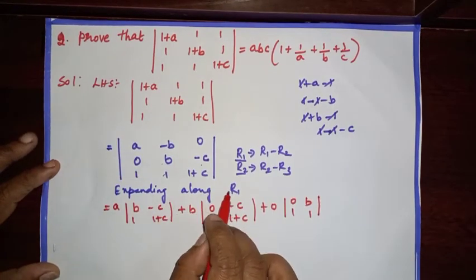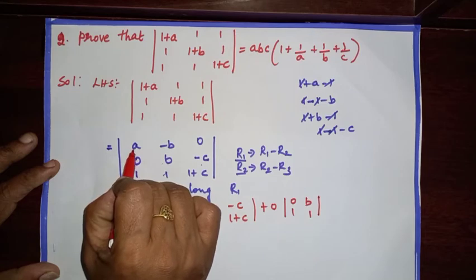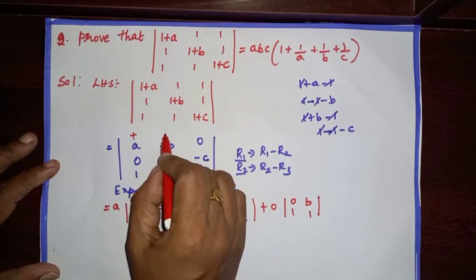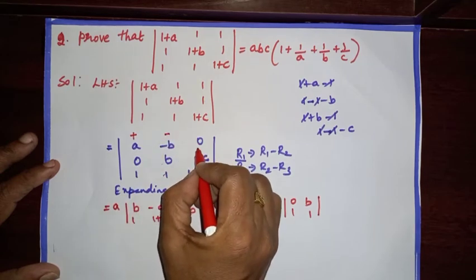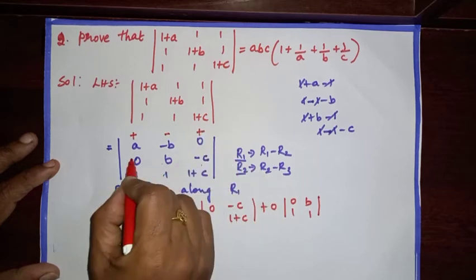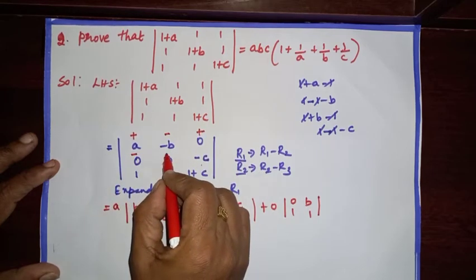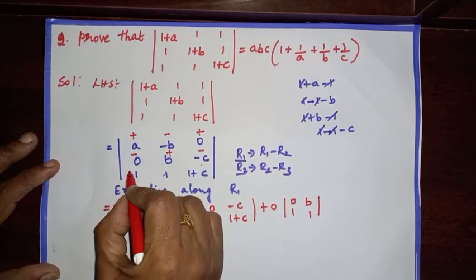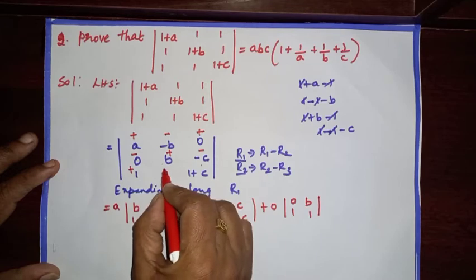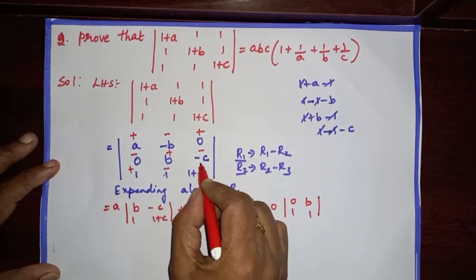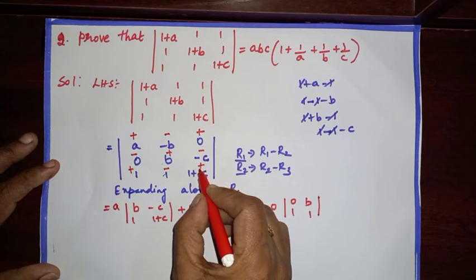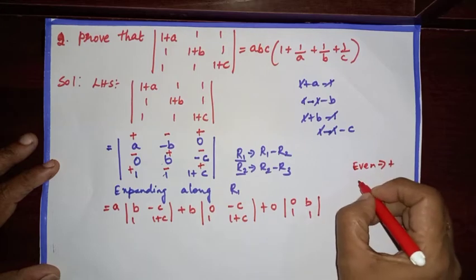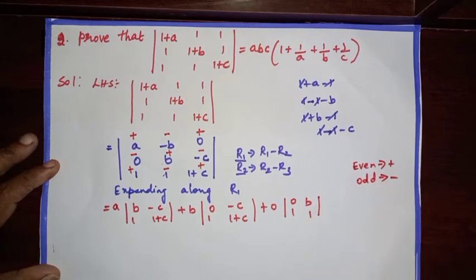Expanding along R1. In the A11 place we have A, so we have a positive sign. A12 place, minus B, minus sign. A13 place positive. A21 is negative. A22 is positive. A23 is negative. A31 is positive. A32 is negative. A33 is positive. So we need to add the numbers. If you are getting an even number, then we have to use the positive sign.